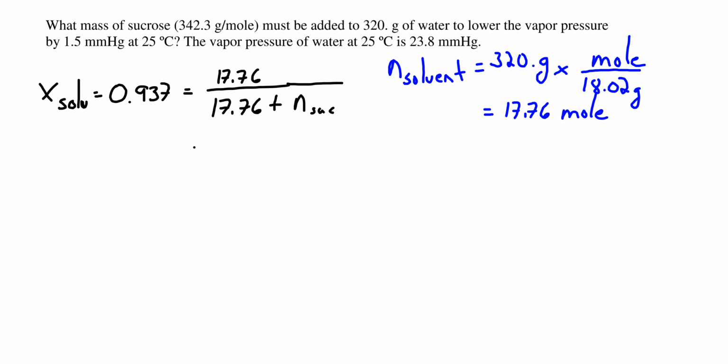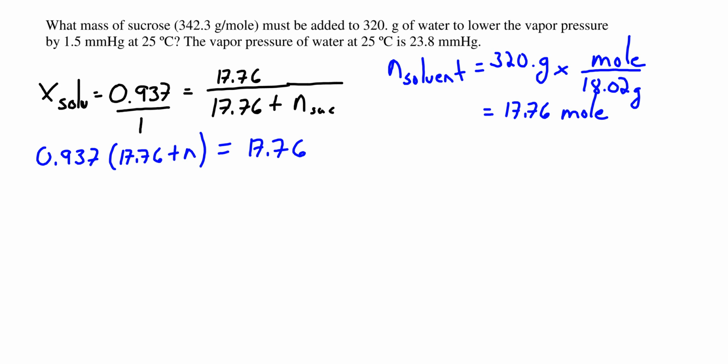All right, so we calculated the moles of our solvent, which is water, popped that into the equation for mole fraction, and we see we have one equation with one unknown. It's going to involve a bunch of algebra, but we can solve for the one unknown. The first thing I'm going to do is to cross multiply. We have this times this, it's going to equal this times this, and that will allow us to solve for something that's in the denominator a bit easier.